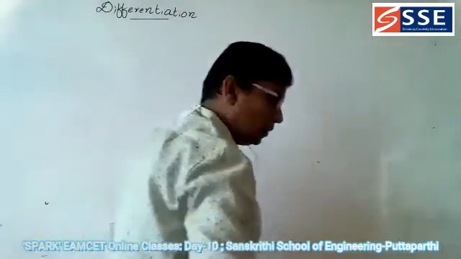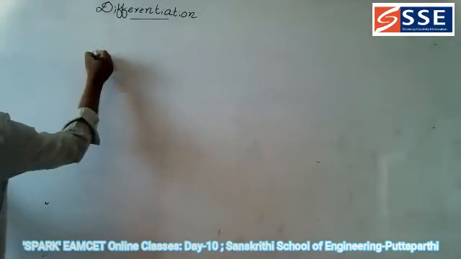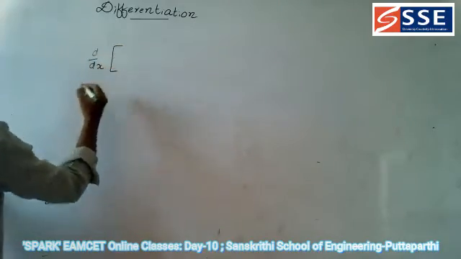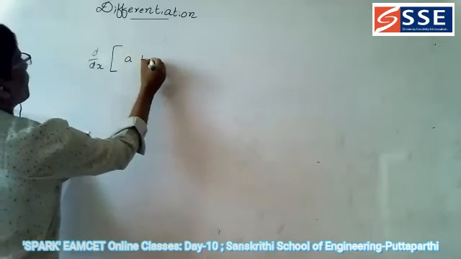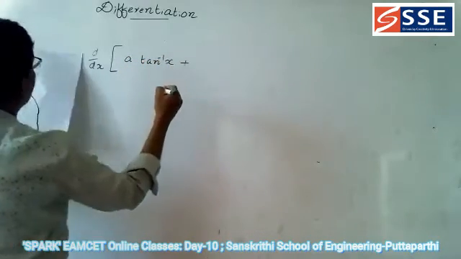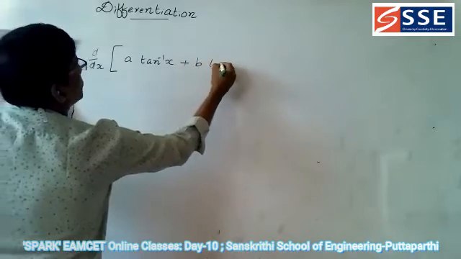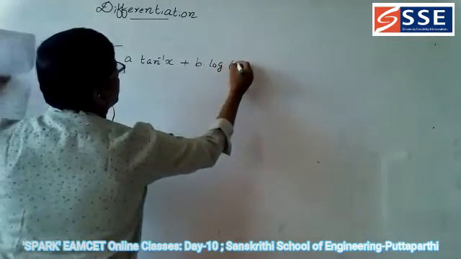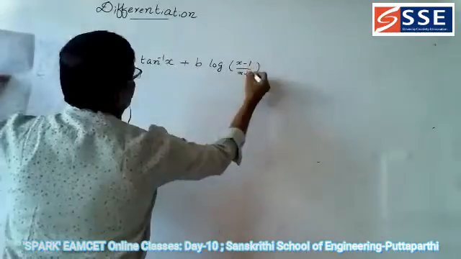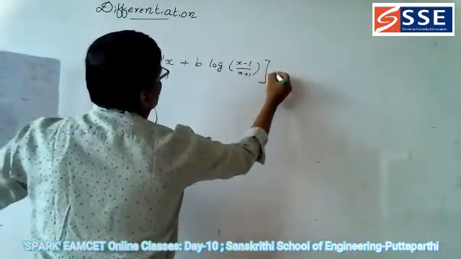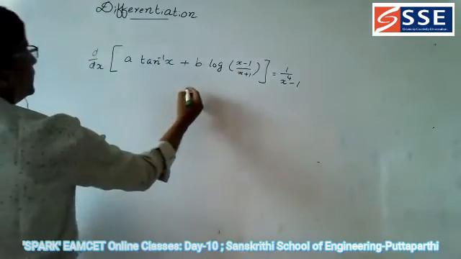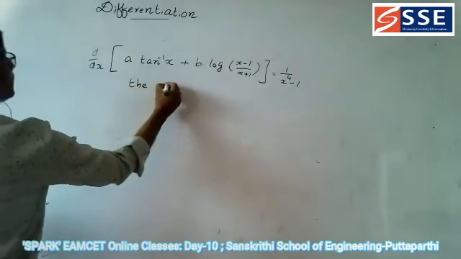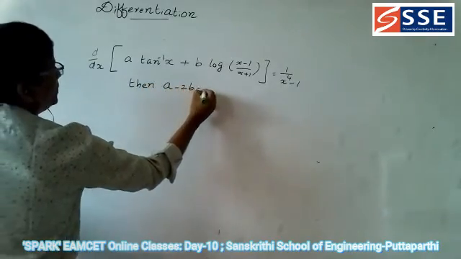Okay. Now we'll go for doing one more problem. d by dx of a tan inverse x plus b into log of (x minus 1) by (x plus 1) is equal to 1 by x power 4 minus 1. Then a minus 2b is equal to dash.